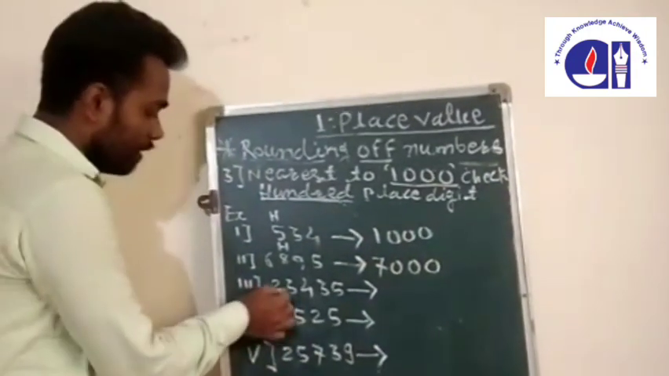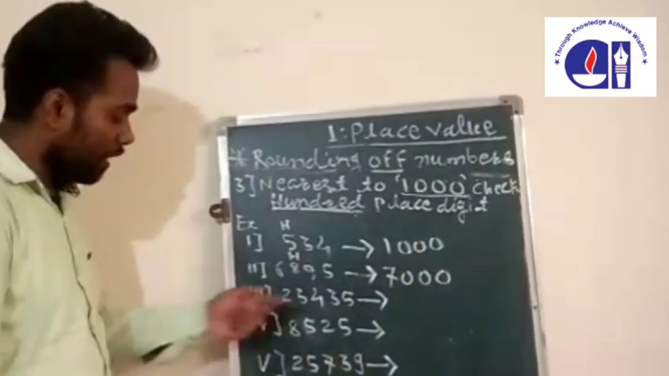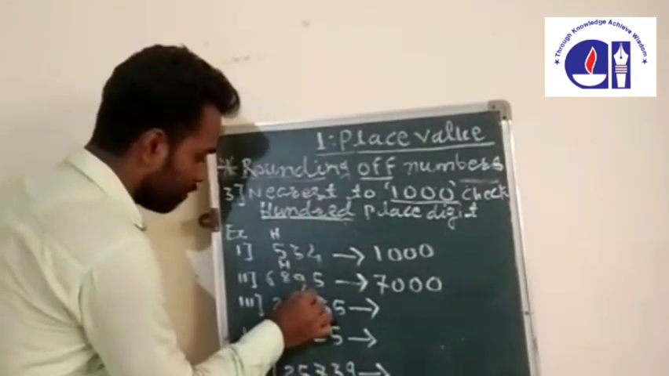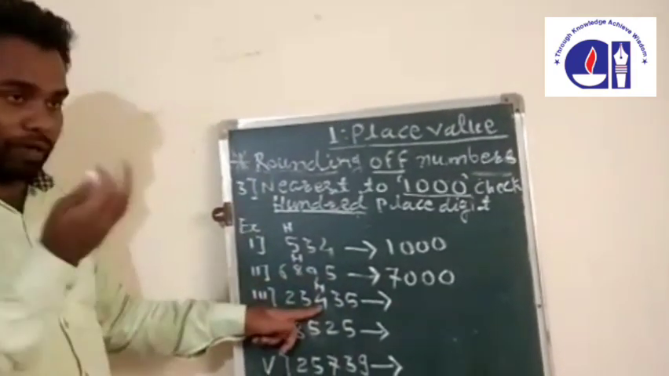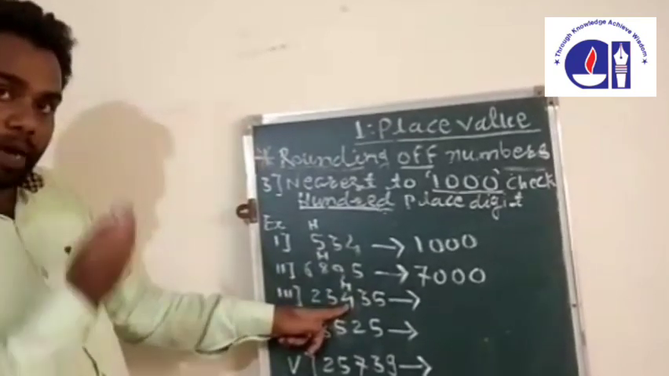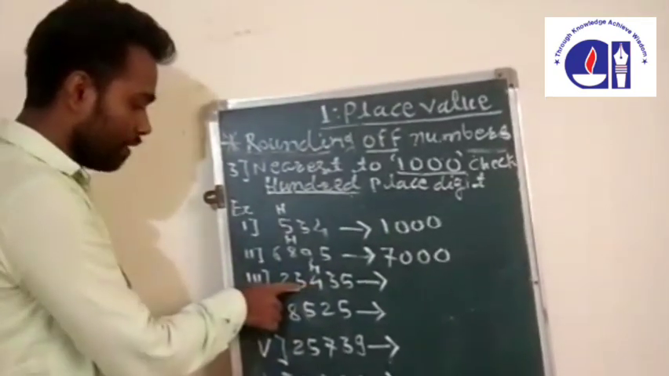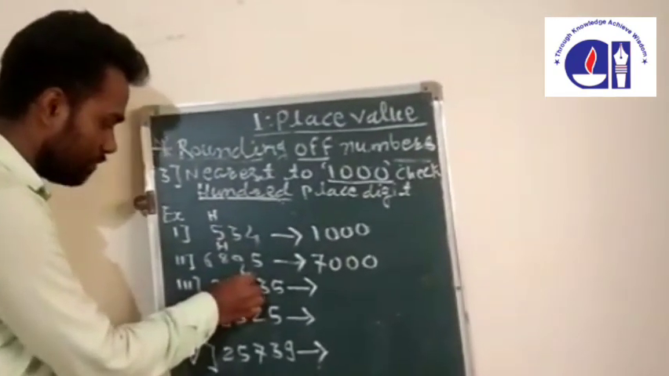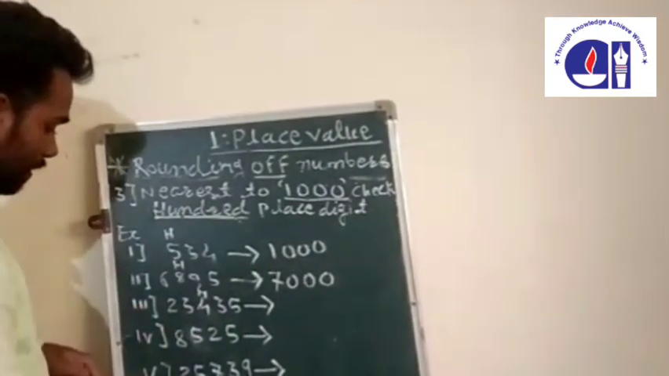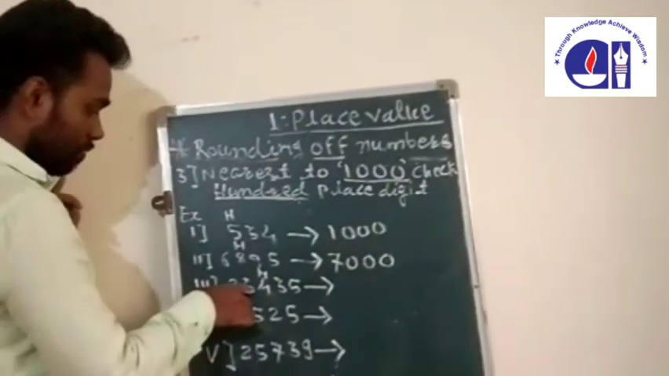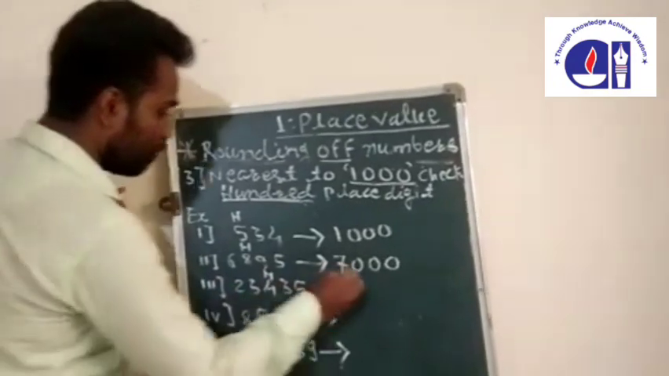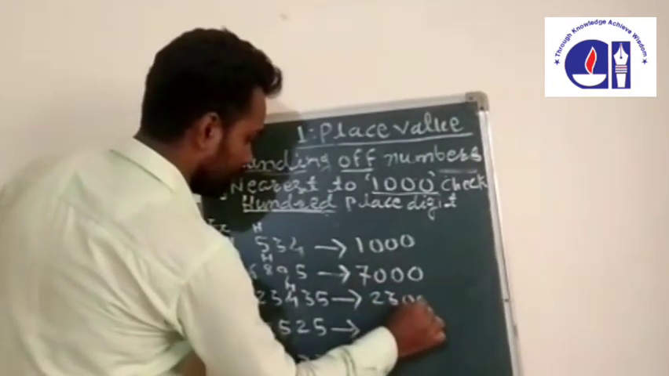Next, 23,435. We check the 100 place digit, that is 4. So we round to the back 1000. Here the thousands digit is 3, so the back 1000 is 23,000. So this number 23,435 is nearest to 23,000.